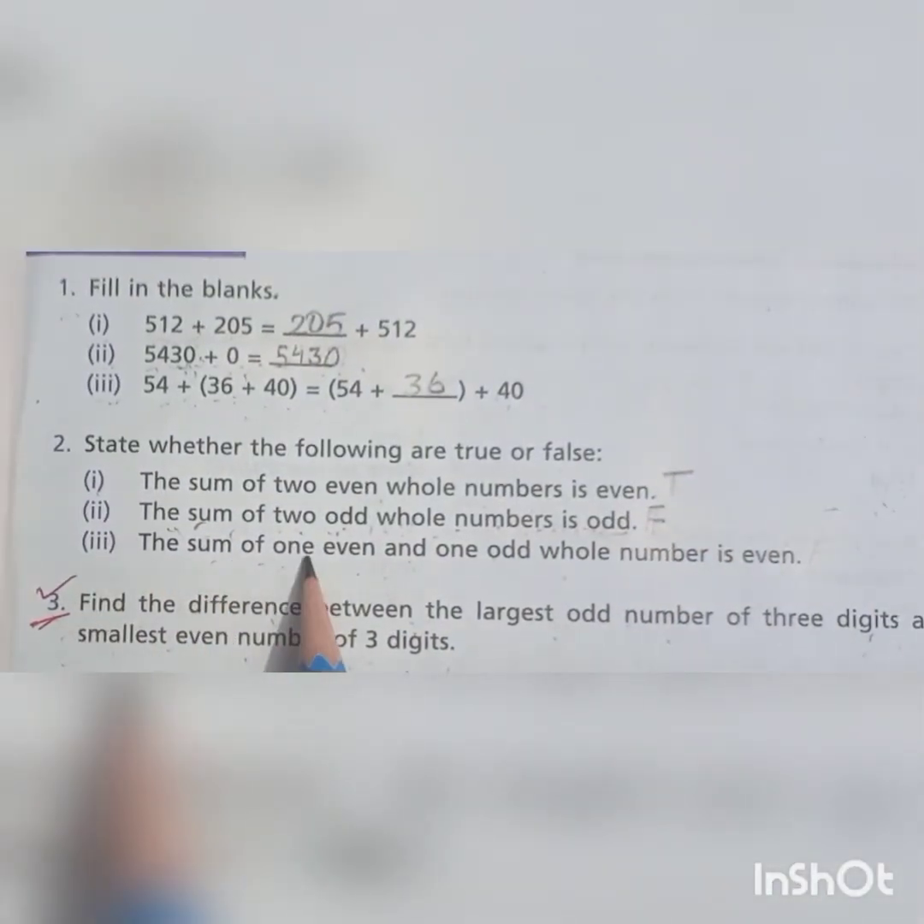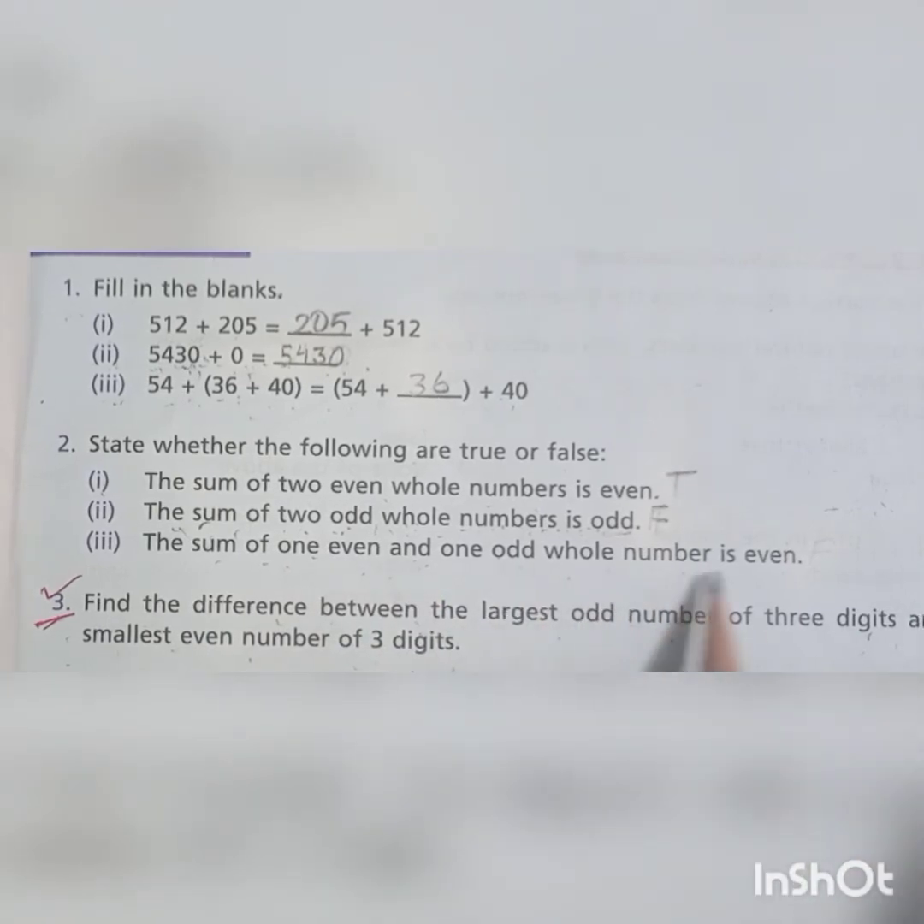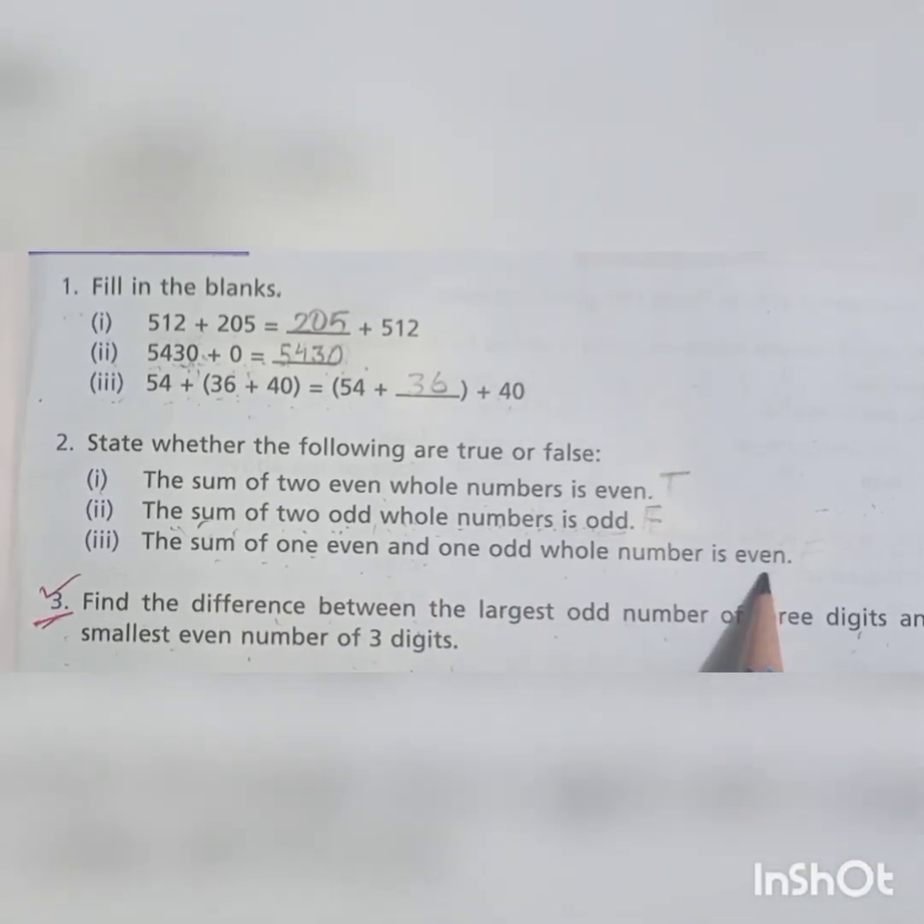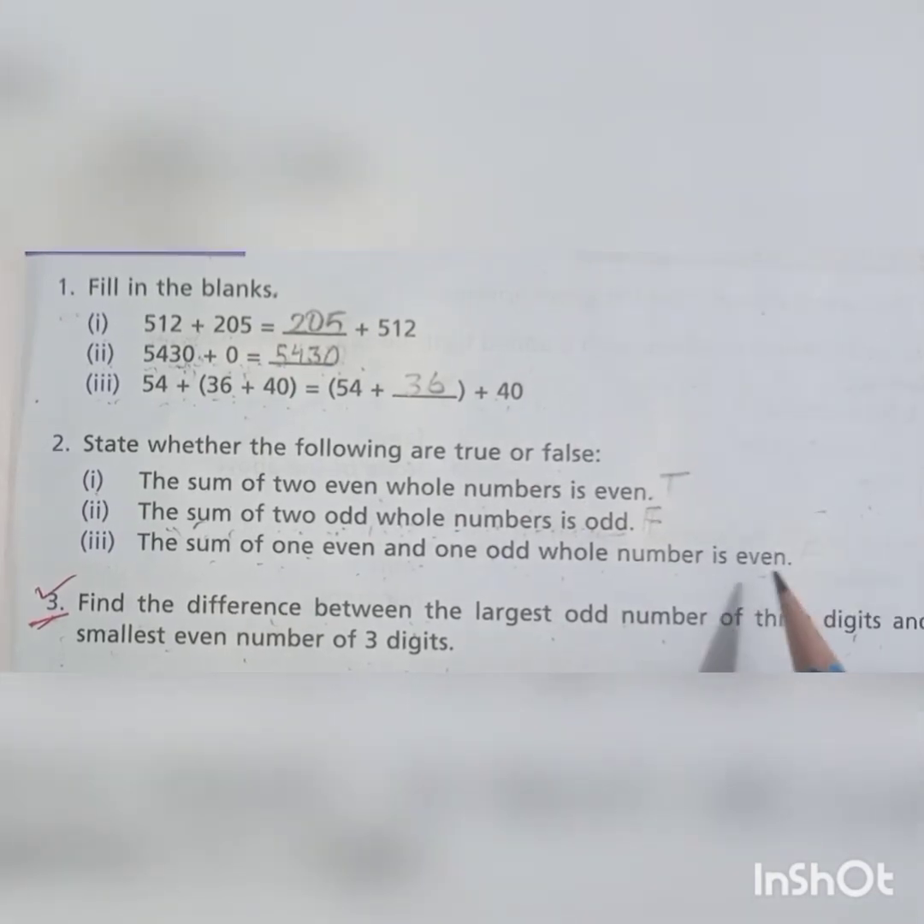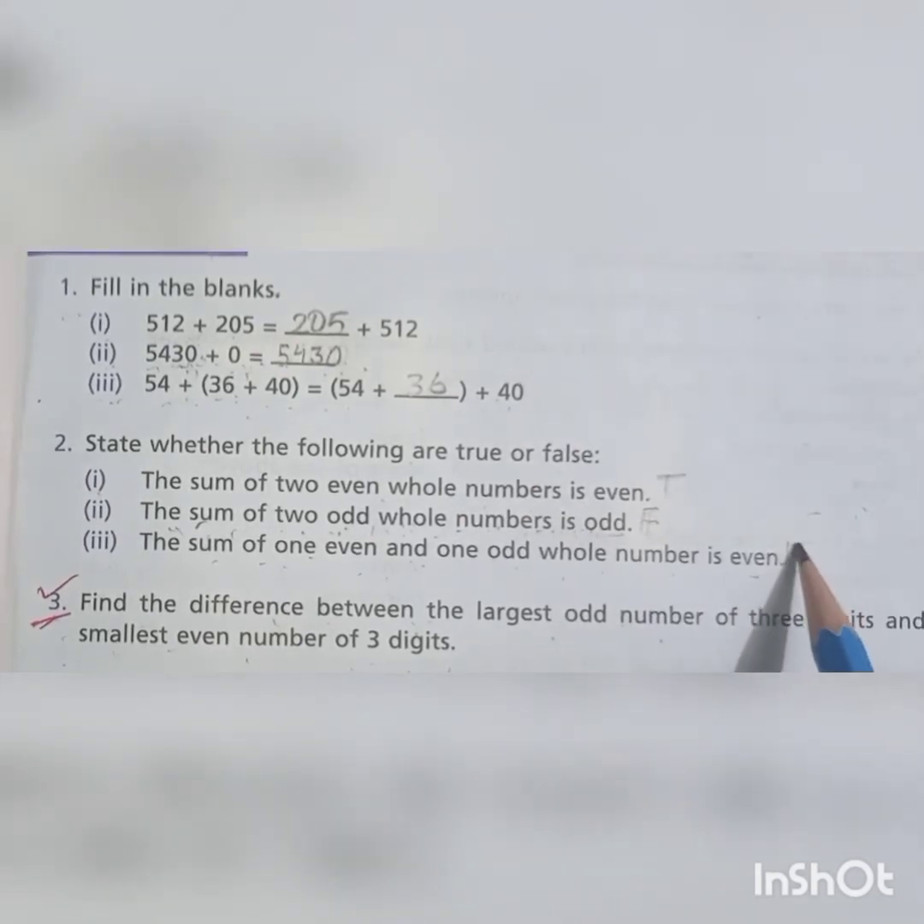Part number 3 is the sum of one even and one odd whole number is even. As we know, the sum of one even and one odd whole number is not an even number, so this statement is false. I am writing here F.